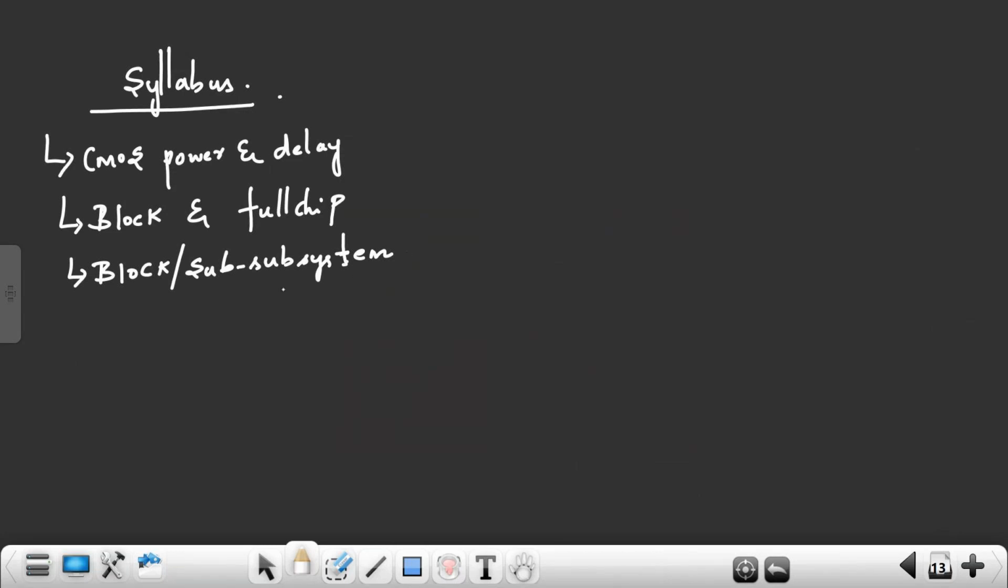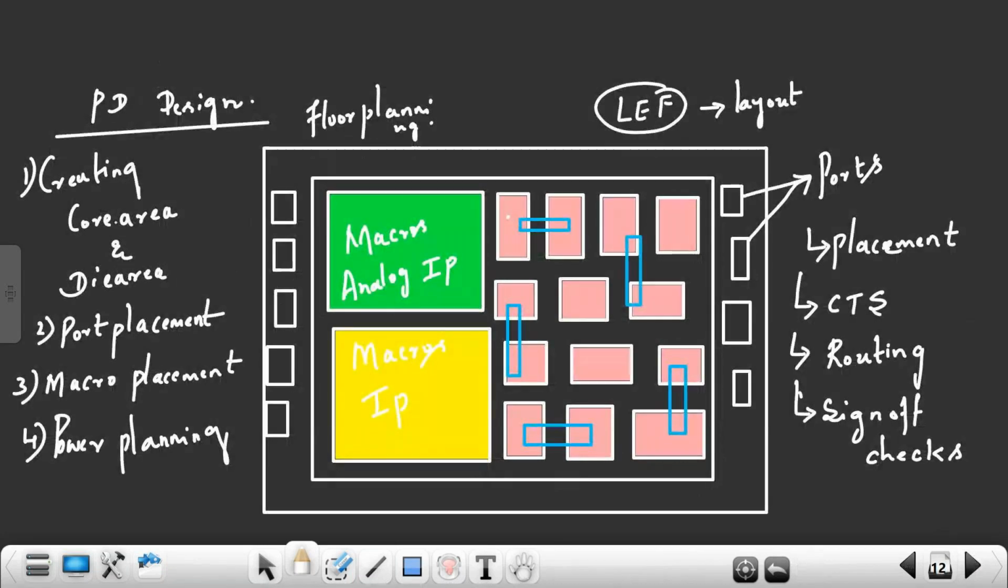In block level design, we'll start with floor planning. In floor planning, again, we start with creating core area, die area, port placement, macro placement, power planning. So everything we discuss. For each step, what are the rules, how to implement it in the tool, and what is the verification? See, I have placed the ports, whether I have placed the ports according to the rules or not, how to verify it. So we'll discuss all the 3 parameters.